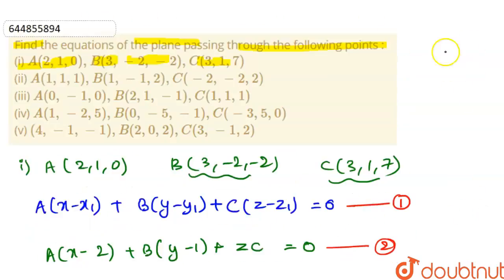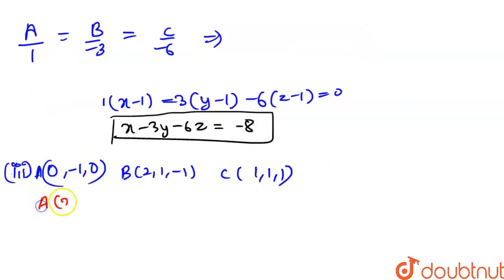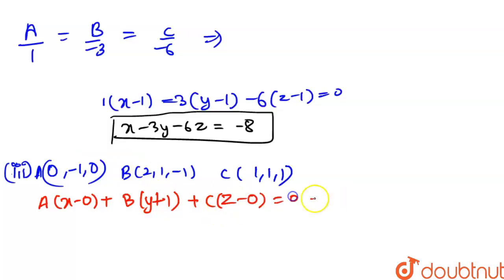Now the third part is A (0, 1, 0), B (2, 1, -1), using the same method here also. So a into (x minus 0) plus b into (y minus 1), that is plus 1, right? Then plus c into (z minus 0), so z minus 0 is equal to 0. This is our first equation.